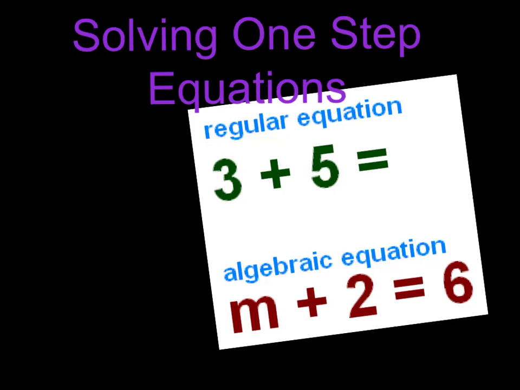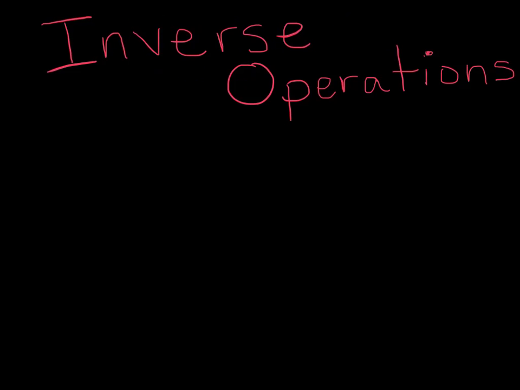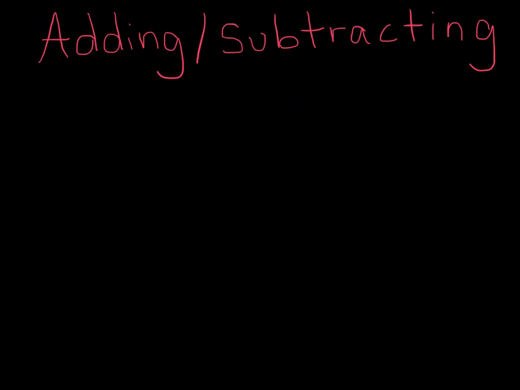Today's lesson is going to be on solving one-step equations. In order to solve an equation, you must perform the inverse operation, and that's the same thing as the opposite operation. The opposite of addition would be subtraction. The opposite or inverse of multiplication would be division. So we're going to look at some examples of one-step equations.